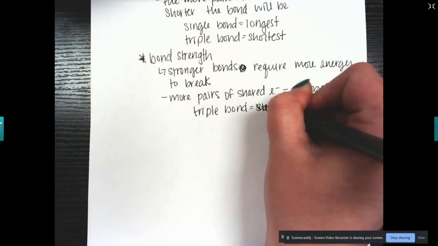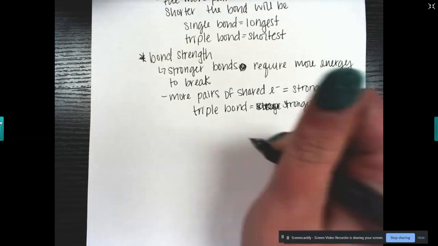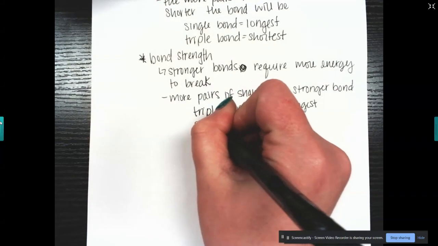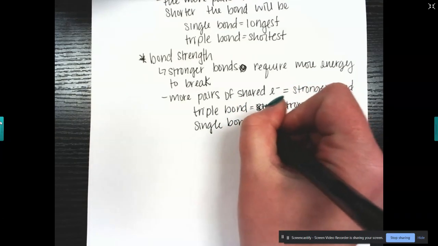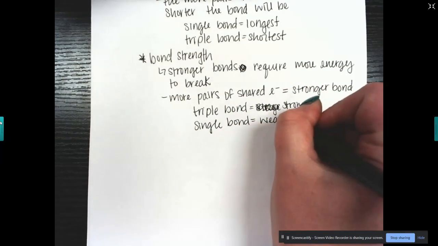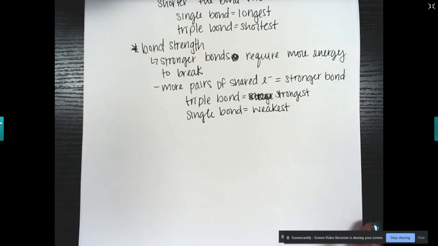I can't spell today. Strongest. There we go. And then the single bond, if you're comparing single to double to triple, is going to be the weakest. So to sum that up, triple bonds are your shortest and strongest bonds. Single bonds are your weakest and your longest. And then double bonds fall in between.